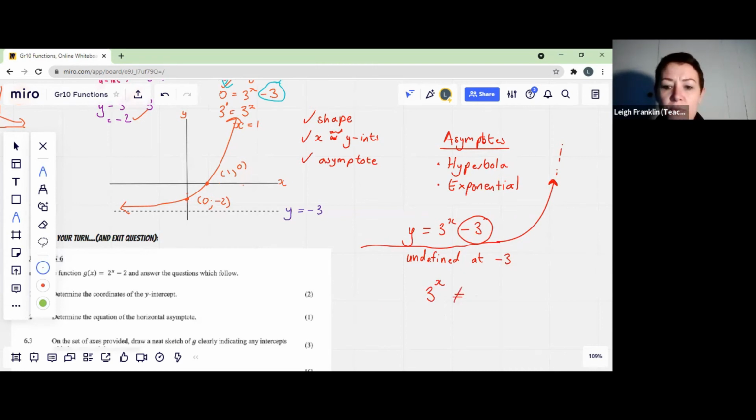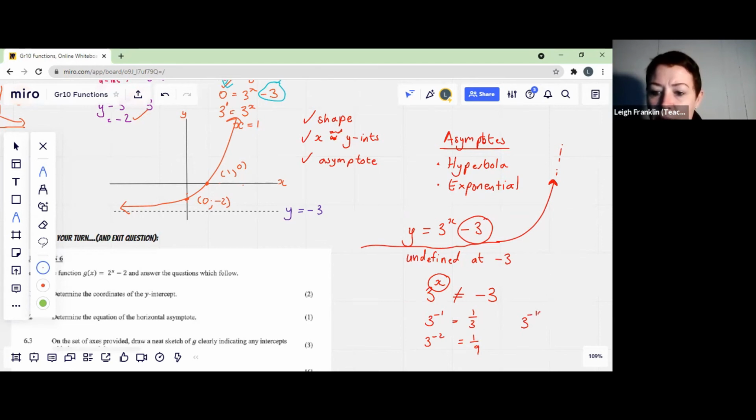It's not possible for me to get -3 as an answer. It doesn't matter what I make x equal to, even if you could imagine the tiniest number, because, and this is what comes back to our negative exponents, if I've got 3 to the power of -1, that's going to give me 1/3. If I've got 3 to the power of -2, that's going to give me 1/9.